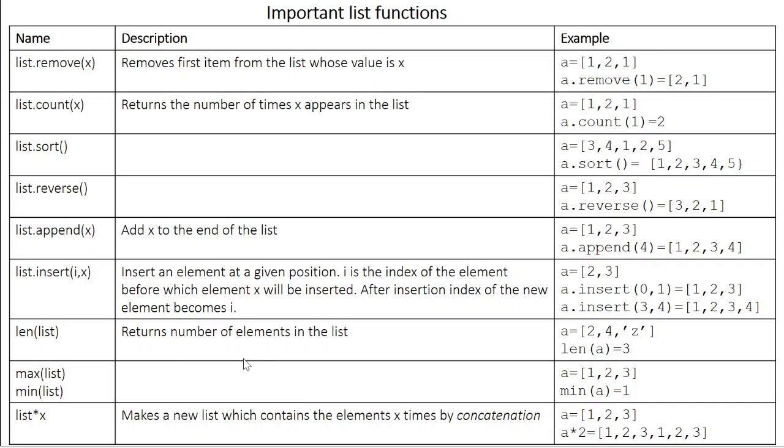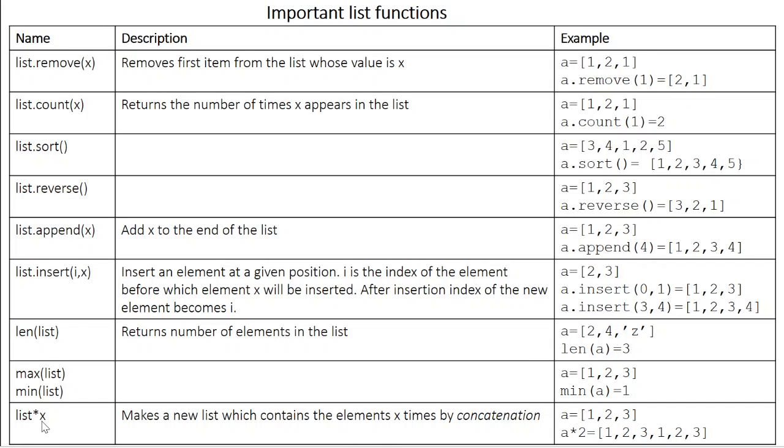Then if you want to count the number of elements in a list, the function is similar to that of a string. This is the len function. So if A equal to [2, 4, z], then len(A) gives you the number of elements, which is 3. Same way you can find out the maximum value and similarly the minimum value of the elements in a list, using the max and min functions. So if A equal to [1, 2, 3], min(A) returns the value 1. Similarly, max(A) will return the value 3.